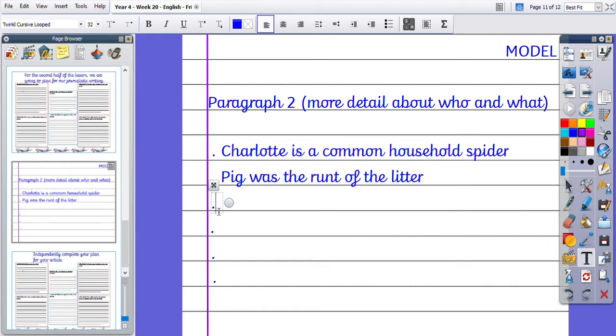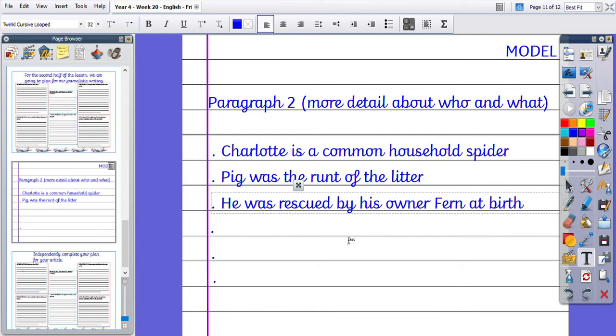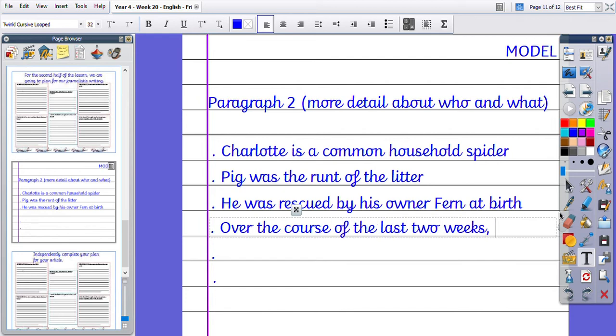Okay, we could say that he was rescued by his owner Fern at birth. Okay, so going back to talking about how Mr. Arable wanted to kill Wilbur and referring to that. Okay, talking about what happened then. So we could say over the course of the last 2 weeks. Okay, so that's telling us how long it's been going on.